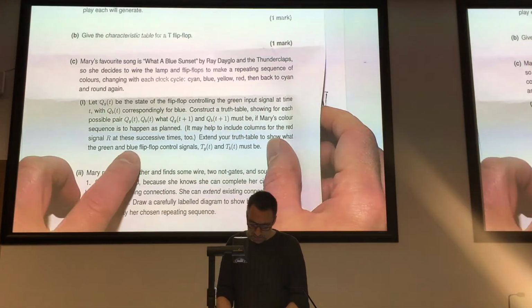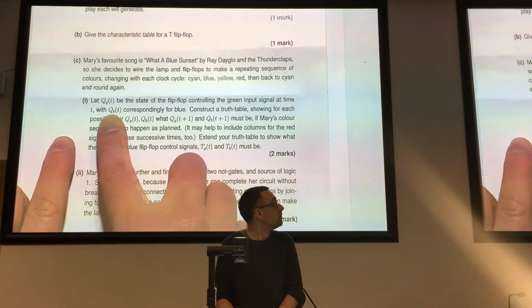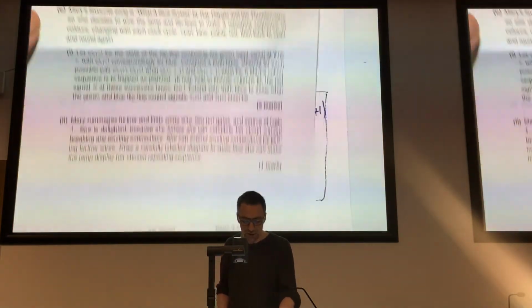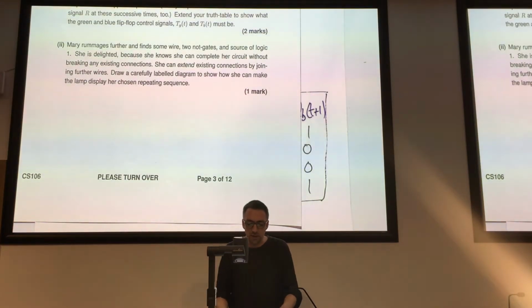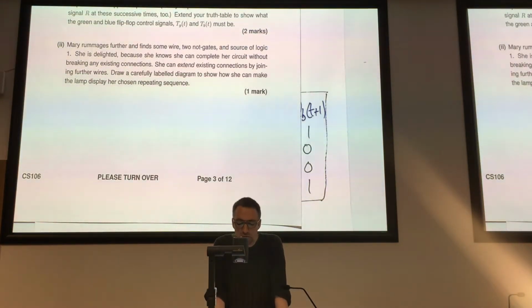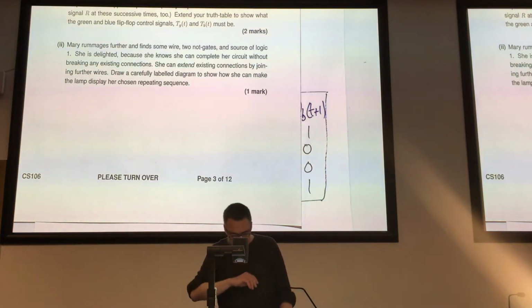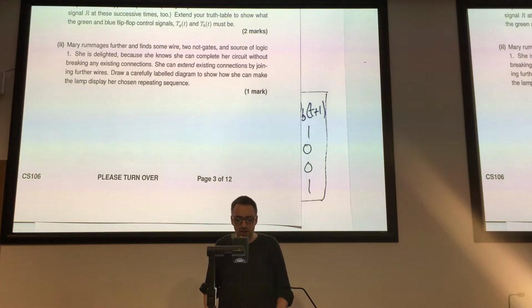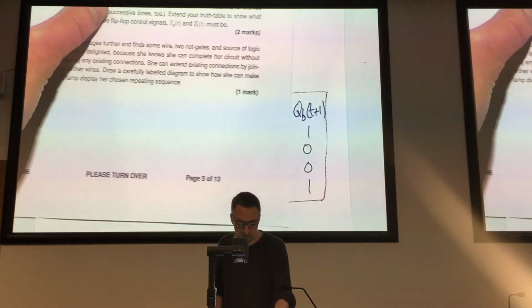So indeed, we've just done C part 1. C part 2: Mary rummages further and finds some wire, 2 NOT gates, and a source of logic 1. She is delighted because she knows she can complete her circuit without breaking any existing connections. She can extend existing connections by joining further wires. Draw a carefully labelled diagram to show how she can make the lamp display her chosen repeating sequence.